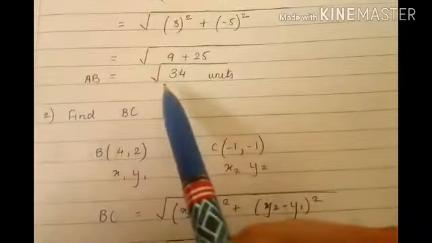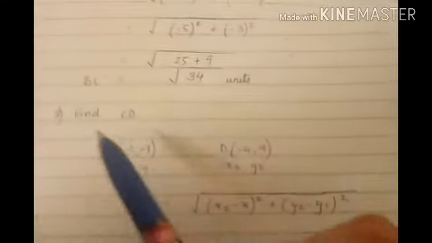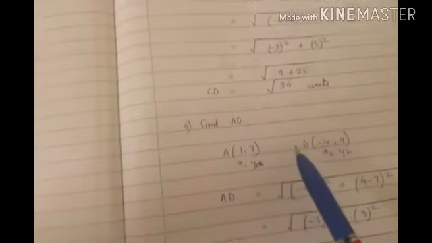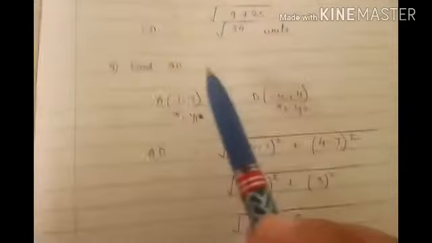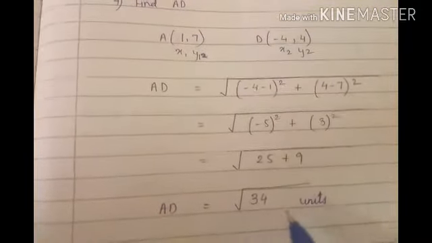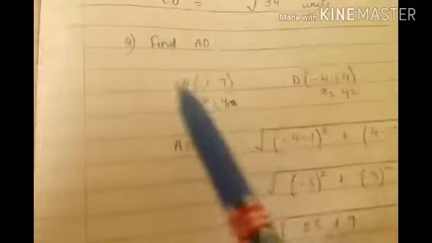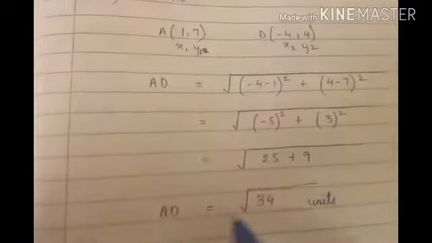So you have got AB as root 34 units and BC as root 34 units. Similarly, you find CD using the distance formula, and you will get root 34 units. Finally, you need to find AD. You find AD using the distance formula, again basics of maths, and you get root 34 units. It means AB, BC, CD and AD are all root 34. All the sides are equal.